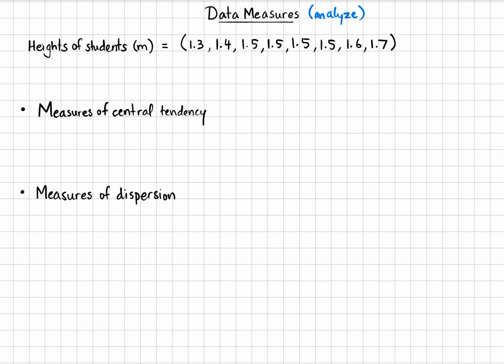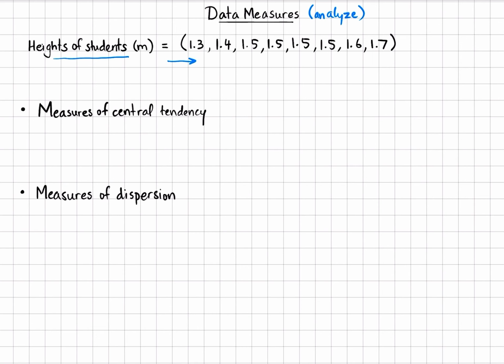So if we look at, I wrote a data set here. It's a small one, just eight data points. It's the heights of students in a classroom. Let's say it's a classroom that has 8 students in it. And the heights are in meters. I wrote them in ascending order, so smallest first to the tallest.